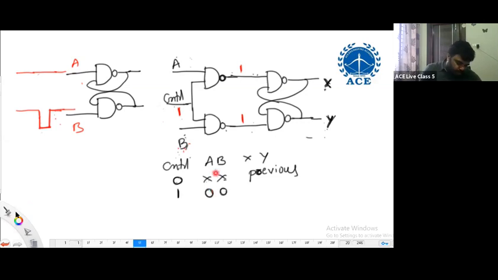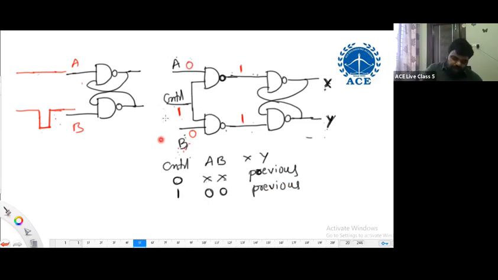When AB 0, 0 is applied, once again we are getting 1, 1 only. Once again there won't be any change in the contents. Again it is the previous state only. Even though it is enabled, if you are applying 0, 0, there won't be any change in the contents.